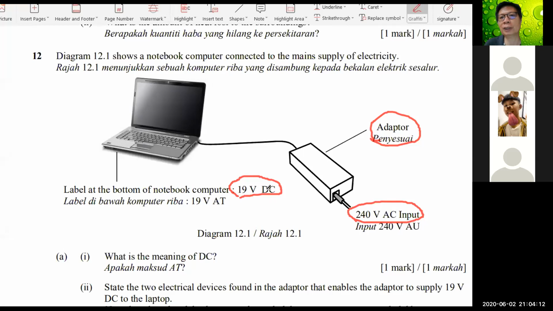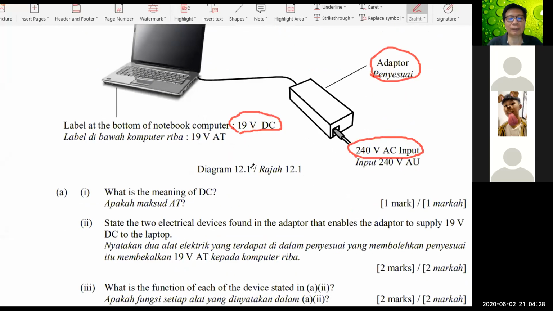How do you convert AC to DC? You learned in chapter 4, electronics. To convert AC to DC, you use a rectifier. We call it a rectifier. Roughly you know already. See the question first before I let you see the answer.